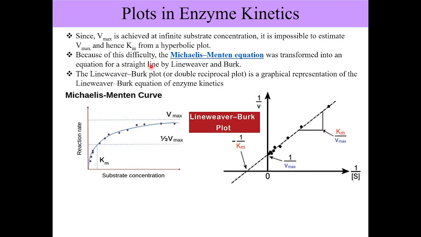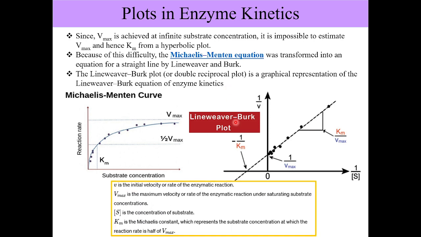Okay, so the Lineweaver-Burk plot or the double reciprocal plot is a graphical representation of the Lineweaver-Burk equation of enzyme kinetics. Okay, so this V is the initial velocity or the rate of the enzyme reaction. Vmax is the maximum velocity or the rate of the enzyme reaction under saturating substrate concentration. Substrate concentration is represented as this.